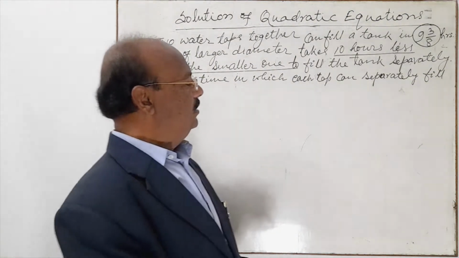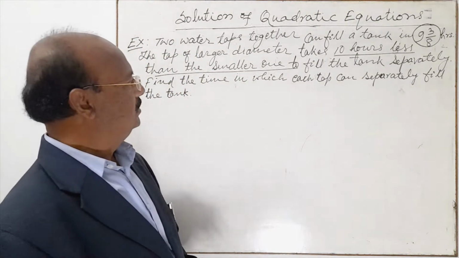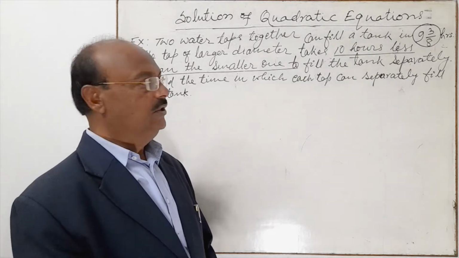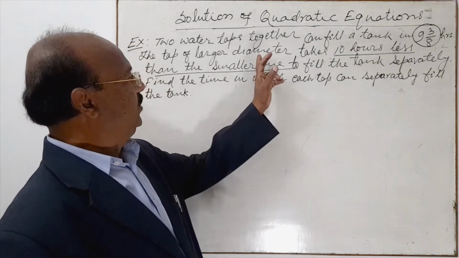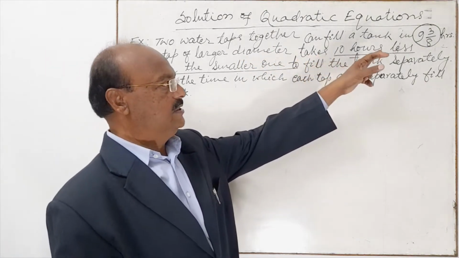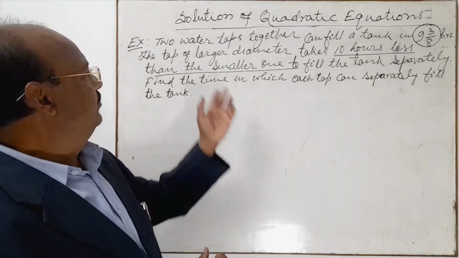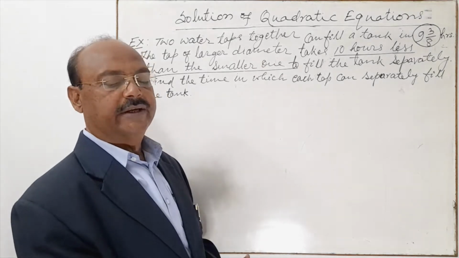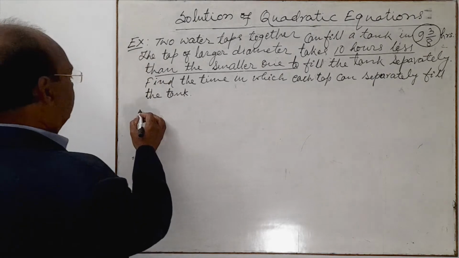Here first of all we'll suppose that the smaller tap takes X hours to fill up the tank completely. And clearly, the larger diameter tap takes 10 hours less. It means the time required by the tap of larger diameter to fill up the tank completely will be X minus 10 hours. Okay. So let us write it down.